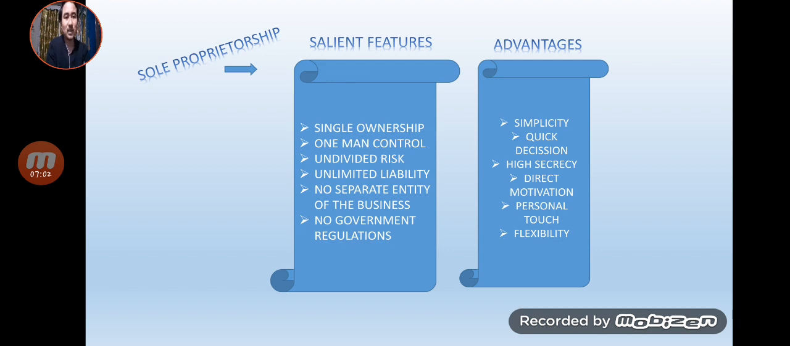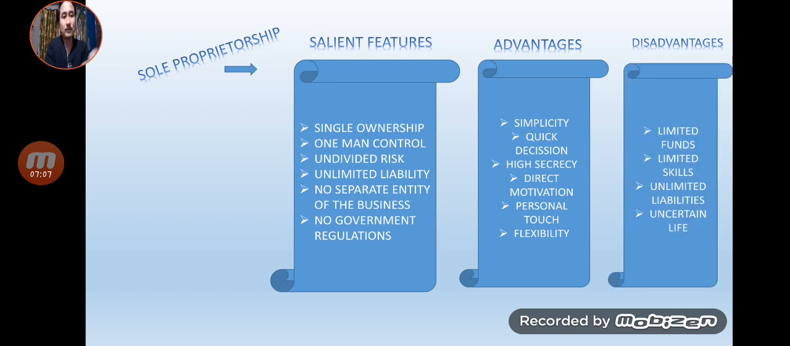So these are the main advantages of the sole proprietorship type of business. Let us see the disadvantages also. Obviously, limited fund. In order to start a business, one needs capital, and in order to run a business, one needs capital. Capital means money to start a business. But the proprietor may not have sufficient fund, so fund may be a constraint for the business. This is one of the major disadvantages.